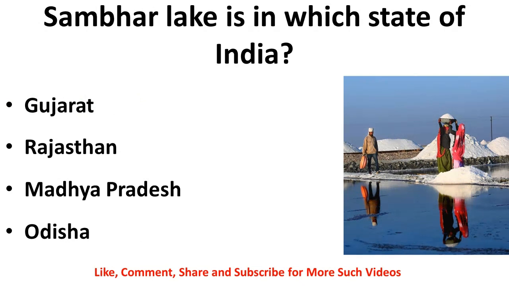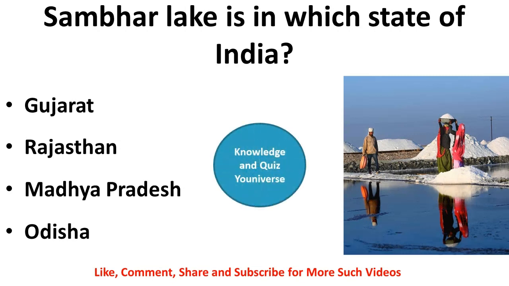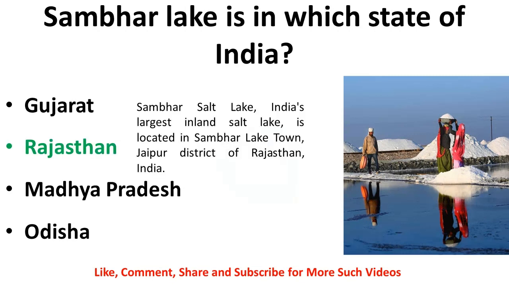Sambar Lake is in which state of India? Gujarat, Rajasthan, Madhya Pradesh or Orissa? The correct answer is Rajasthan. Sambar Salt Lake, India's largest inland salt lake, is located in Sambar Lake town, Jaipur district of Rajasthan, India.